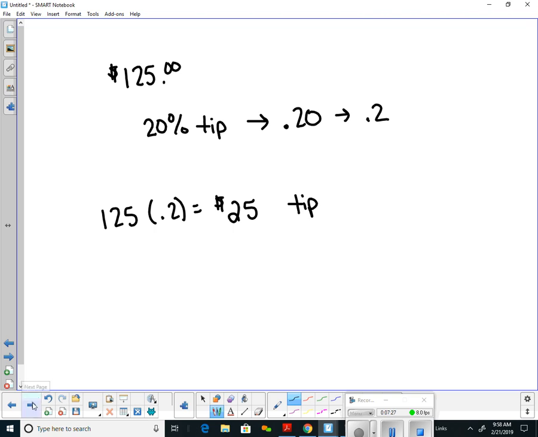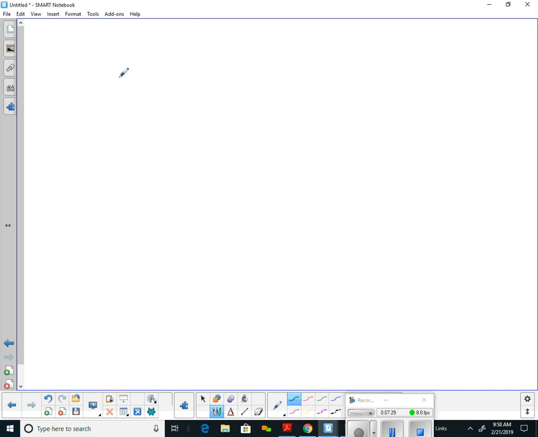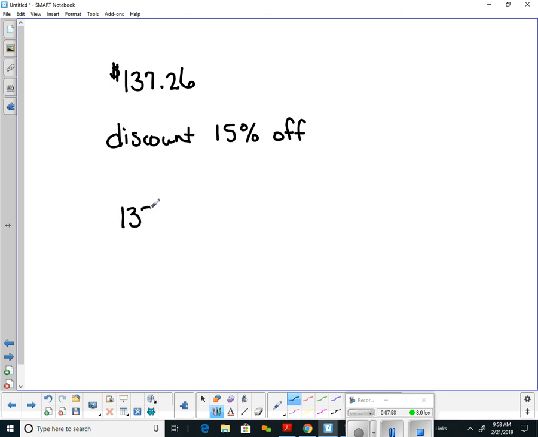Okay, now let's look at discount. Let's say right at Christmas time, we go out and we go shopping for some Christmas presents and we spend $137.26. And the store has a discount today only that we're going to get 15% off. So we're going to take the total price up here that we were going to spend, and we're going to times it by this percent as a decimal. So I'm going to times it by 0.15.